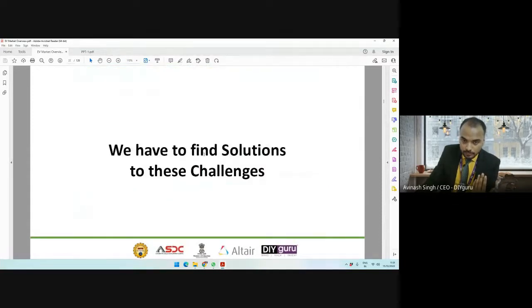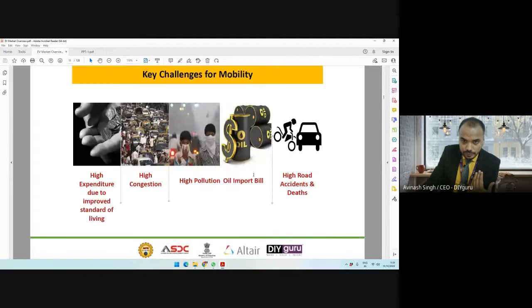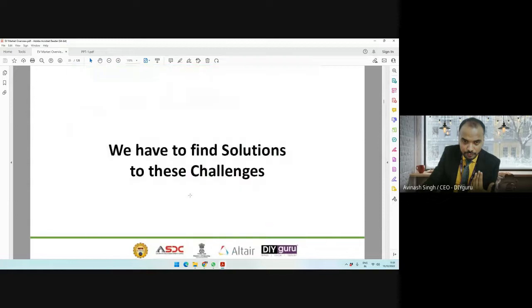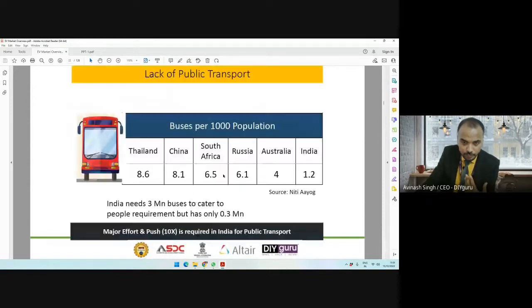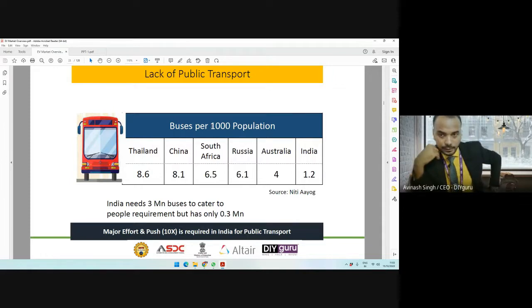So when we look into the problems, these are some of the problems that we talked about. Now when we talk about the solutions of these problems, the very first thing that comes up is the lack of public transport, right? Public transport is very, very low in India. As far as the number of buses per 1,000 people is considered, how many buses does India have?